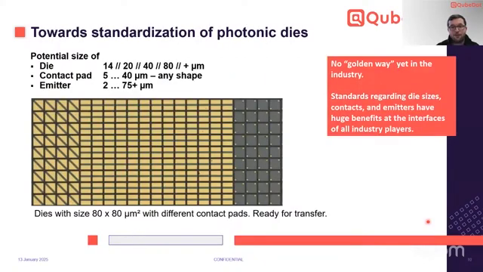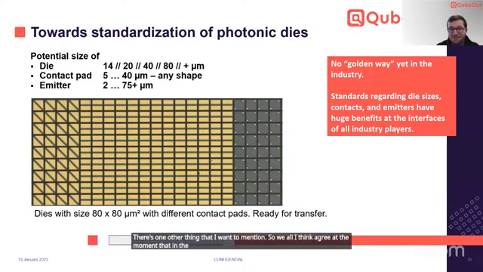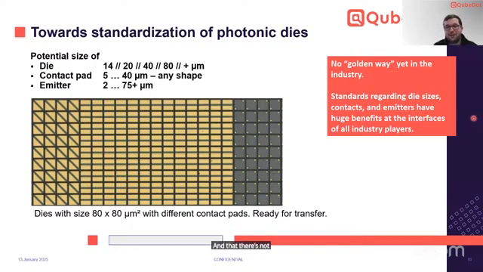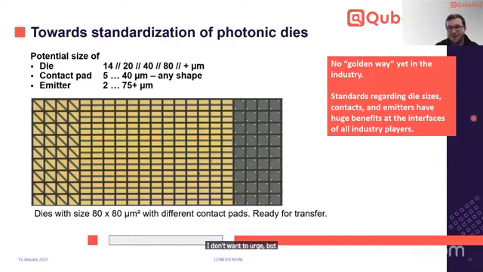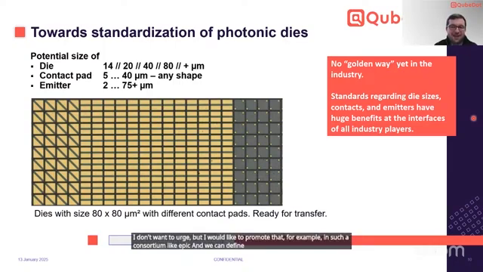There's one other thing that I want to mention. So we all, I think, agree at the moment that in the quantum industry, there is no golden way yet, and that there's not really standards regarding the die sizes, the contacts, for example, emitter sizes. But having some kind of standards would have huge benefits for all industry players. And for me as well, I don't want to urge, but I would like to promote that, for example, in such a consortium like EPIC, we can define a little bit different interfaces, especially if you think later on also on process stability and transfer rates.